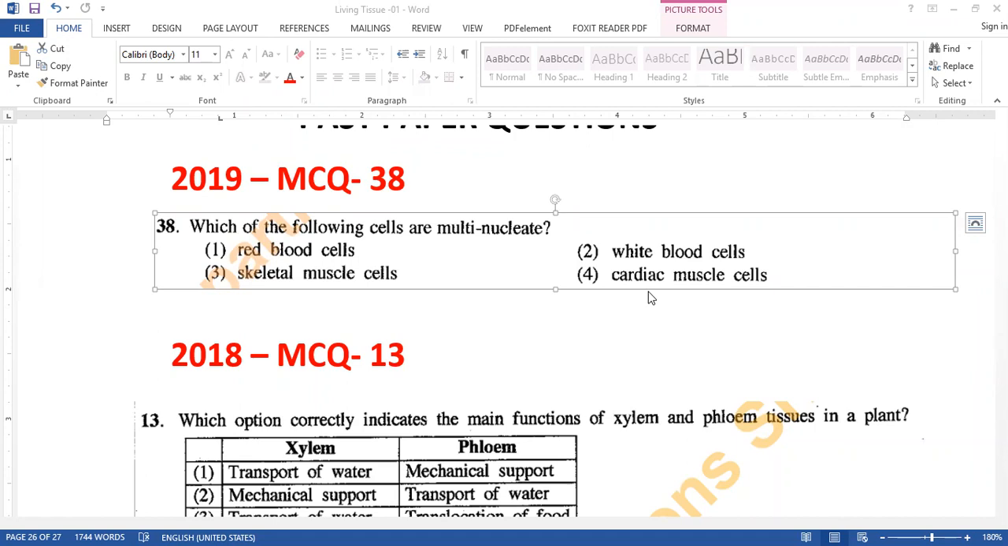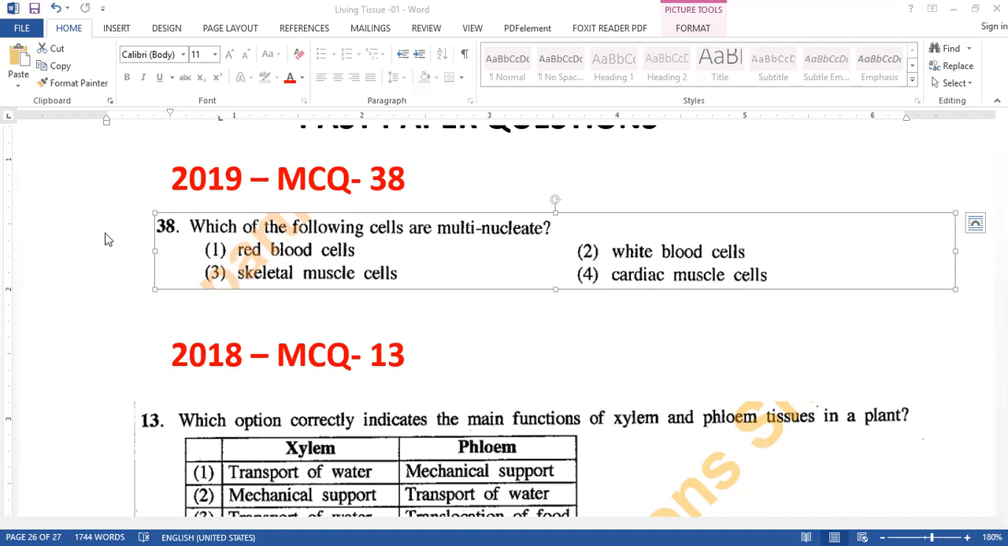Skeletal muscle cell. Others? Skeletal muscles. Skeletal muscle cells. Why? Because red blood cells, RBCs, contain a single nucleus. What is the meaning of multinucleated cell? Multinucleated means many nuclei in a single cell. So in a single cell, there could be a number of nuclei.